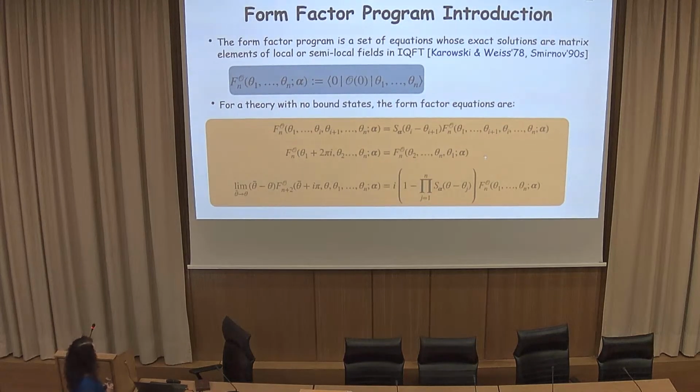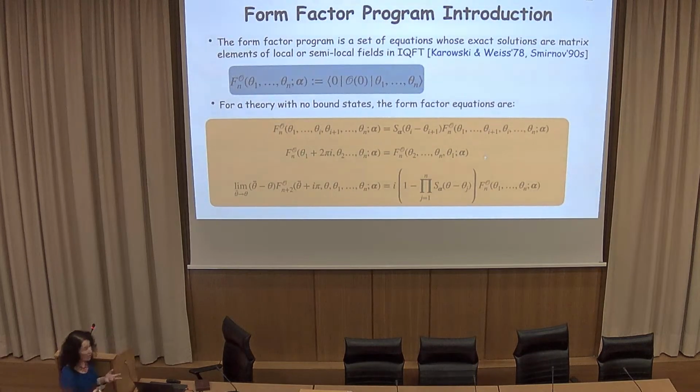But just to give you an idea, you typically have 2 equations, Watson's equations, which tell you about the sort of monodromy of these functions as functions of rapidity. So what happens if you exchange 2 rapidities? What happens if you shift by 2 pi i? So the first equation is a consequence of the scattering, simply. You exchange two rapidities, you get an S matrix.